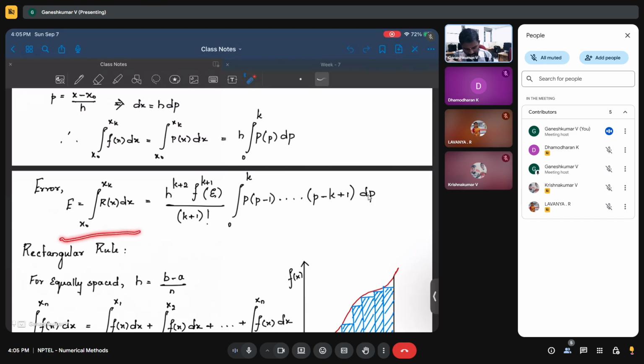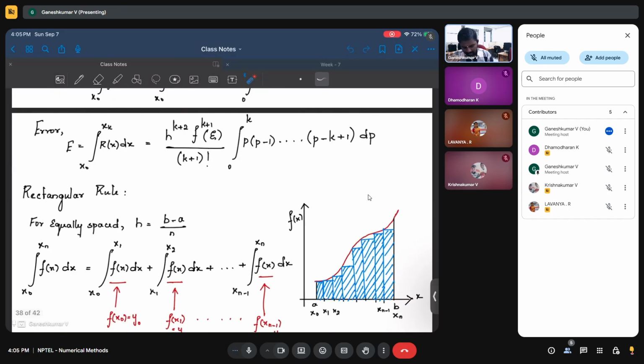Based on the order, you will be able to find out the order of any method. So that was the first step, based on whatever we know till now. Given a function, you can approximate it as a polynomial, and you can integrate that polynomial to get the integral. So that is the first method.